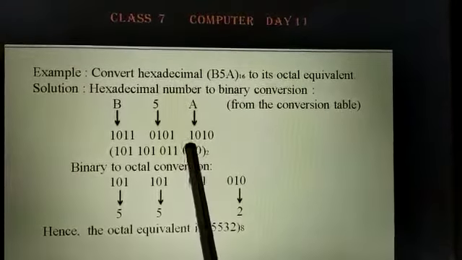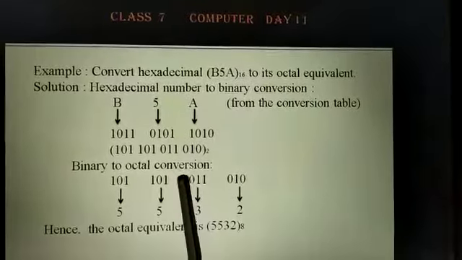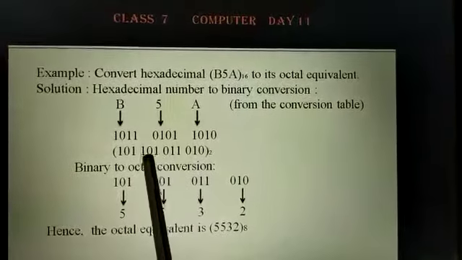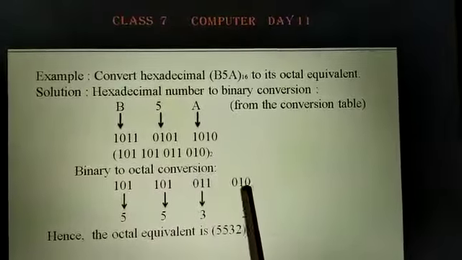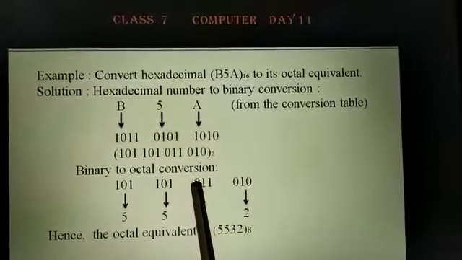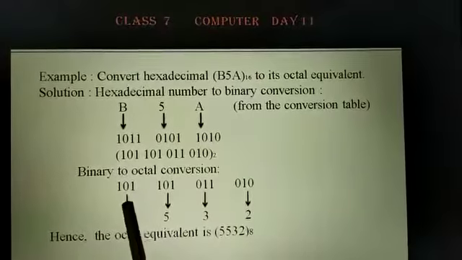Now what needs to be done? Binary has to be converted to octal. So first we will frame groups of 3 bits. So here 0 1 0, 1 0 1, 1 0 1, 0 1 0.